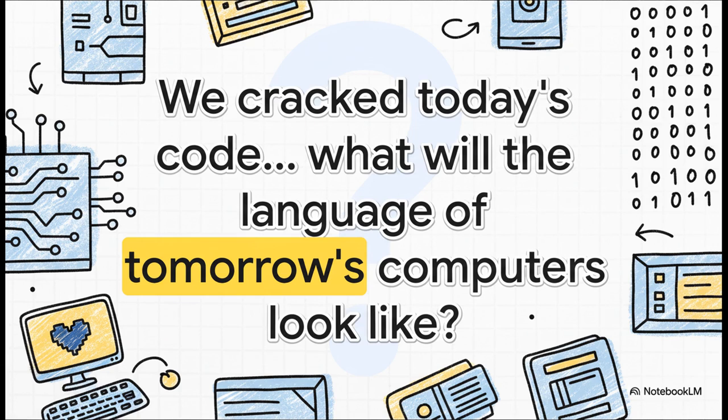So there we have it. We've cracked the code of today's computers, this really elegant system built on the simple foundation of on and off. But as new technologies like quantum computing start to emerge, where a bit can actually be both on and off at the same time, it raises a really fascinating question. Will this language of ones and zeros still be enough? What will the code of tomorrow even look like?